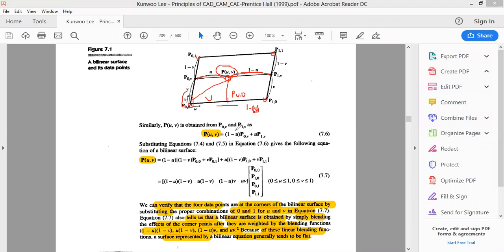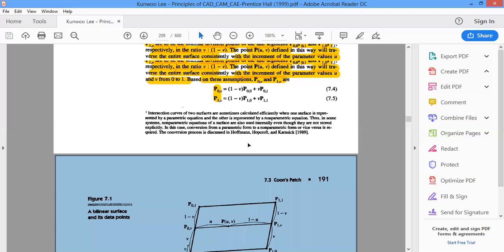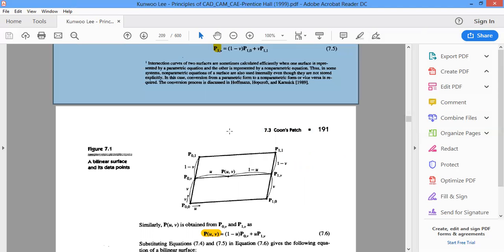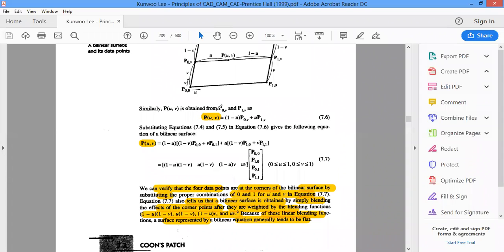The moment they substitute over here, the same equation has been obtained. First they resolve it for p of u comma 0 and p of 1 comma v, and then get it over here to find the value of p of u comma v. Once they substitute these for a point lying in both u and v directions, we get the same equation and written in a different matrix form, right?